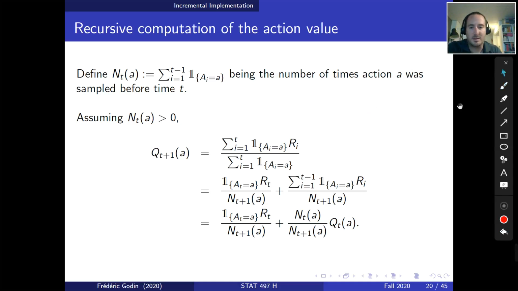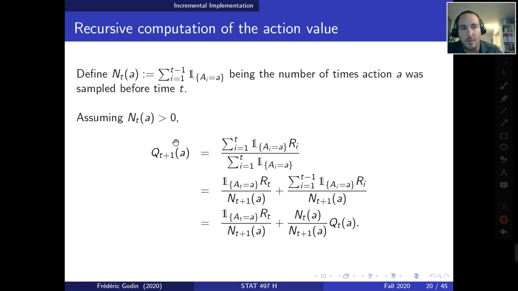And then it's good because we now have a recursive formula, so we can obtain Q_{t+1}(a) from Q_t(a). And here what we need is the following quantities. We need to know N_t(a), and we need to know the reward at time t and the action at time t. Okay, so if we know all these quantities, we can know Q_{t+1}(a). We don't need to keep track of all previous rewards. What keeps track of all previous rewards is Q_t(a). So this is the quantity we need to store if we want to be able to know Q_{t+1}(a).